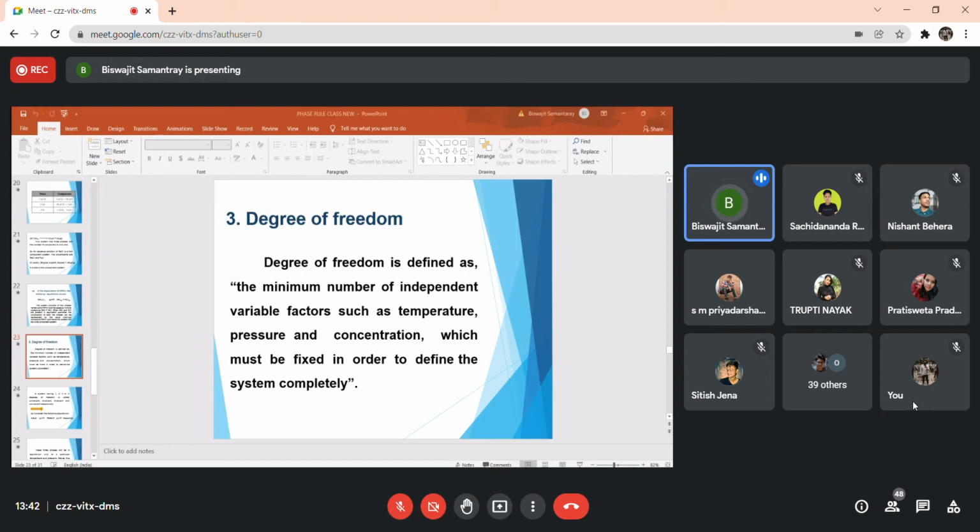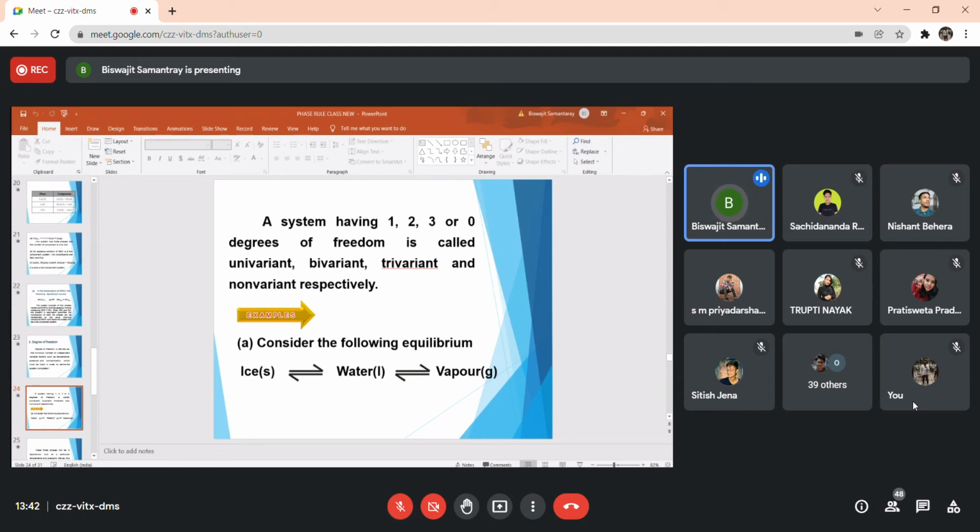The degree of freedom of a system may be 1, 2, 3, or 0. So what do you mean by 1 degree of freedom, 2, 3, or 0 degree of freedom? If a system has degree of freedom 0, you call that system non-variant. If the degree of freedom is 1, it is univariant. If it is 2, it is called bivariant. If it is 3, it is called trivariant.